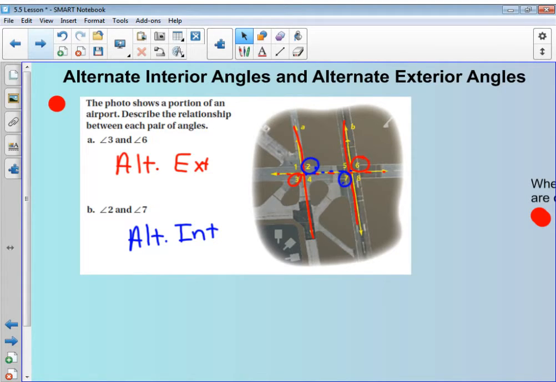When it's exterior, those are the angles outside of those parallel lines. And when it asks for the alternate, if it's interior, identify your interior angles, and then you're going to go on the alternate or the opposite side of that transversal, also working diagonal. When you have alternate interior and alternate exterior angles, their degree measures are equal.